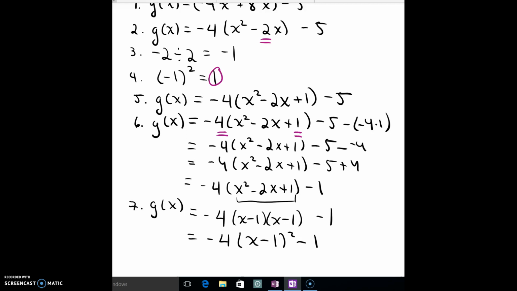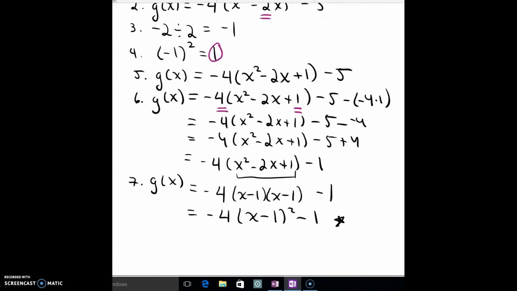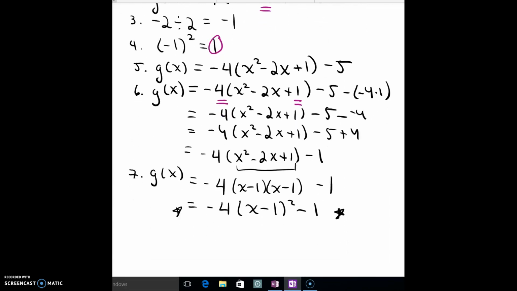So this is the equivalent form of the original equation that we started with. Just one is in a kind of standard form for solving, which we have over here. And this one is in what I like to call the standard form for graphing. So here's our answer over here.